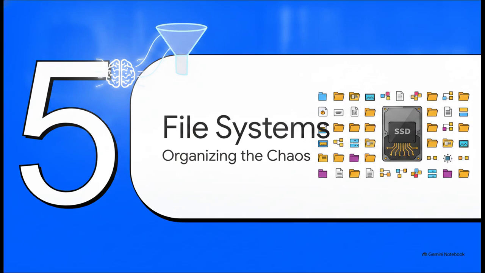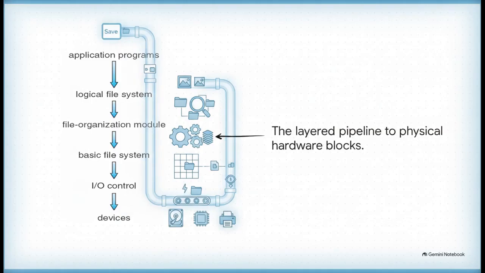Down to part 5, file systems and storage, organizing the chaos. All right, we've talked about temporary memory, so let's shift gears to permanent data on your solid-state drive. Now, what's really interesting about this layered pipeline is how we can trace a file request perfectly down the chain. When you click Save, your application talks to the logical file system. That passes the data to the file organization module, down to the basic file system, pushing through I/O control until it finally hits the physical devices.